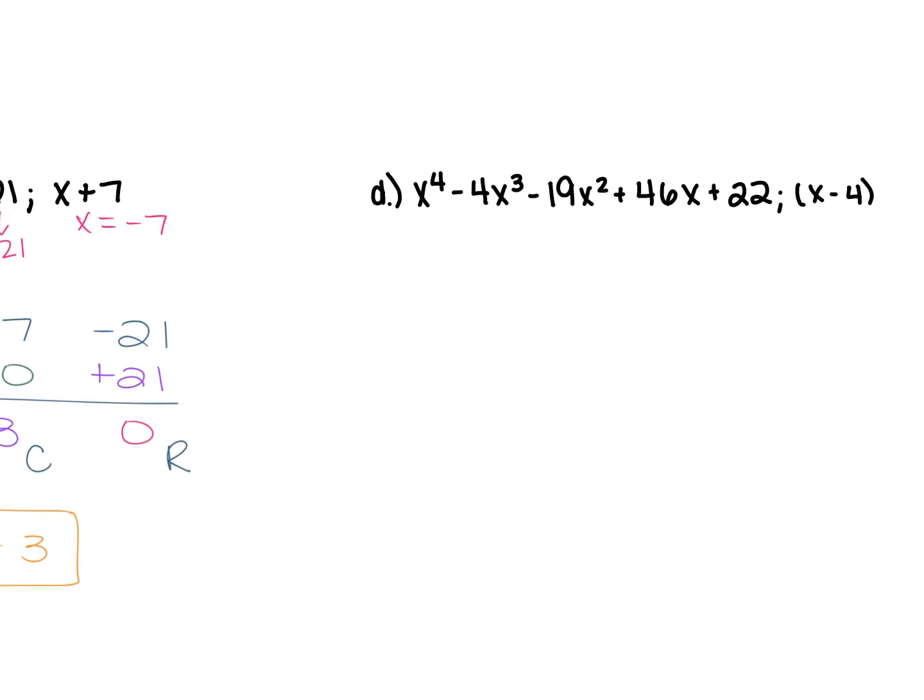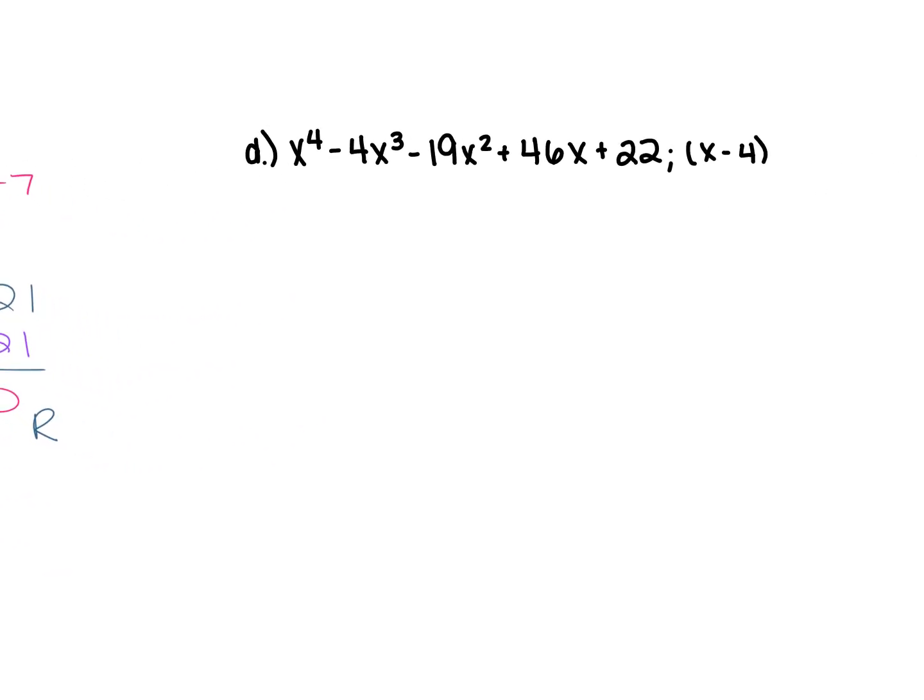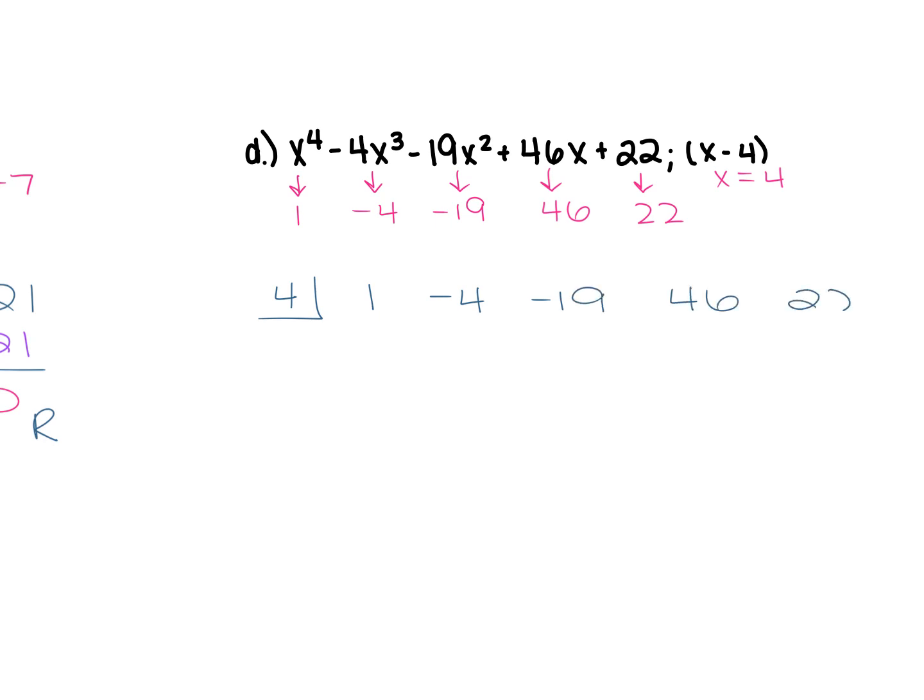For your last example, D, you have x to the 4th power minus 4x cubed minus 19x squared plus 46x plus 22, all divided by x minus 4. You set that x minus 4 equals 0 and solve. You get that x is equal to positive 4. Your 4, 3, 2, 1, 0, all your powers are there. So pull out your coefficients and your constants. You have 1, negative 4, negative 19, 46, and 22. So on the outside, you're going to put the 4. On the inside, you have 1, negative 4, negative 19, 46, and 22.